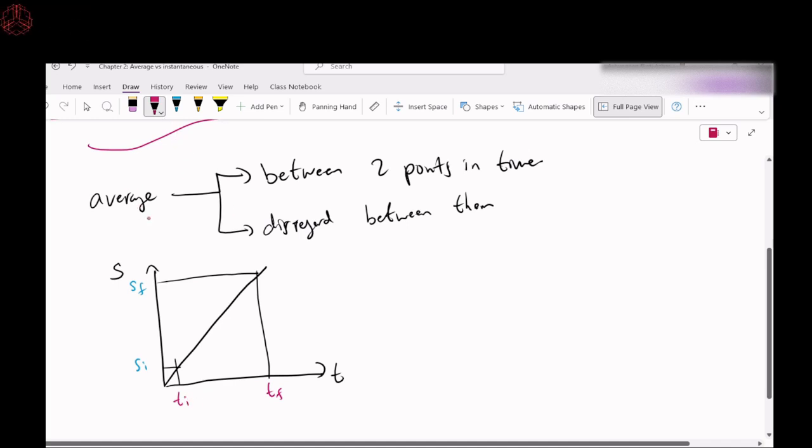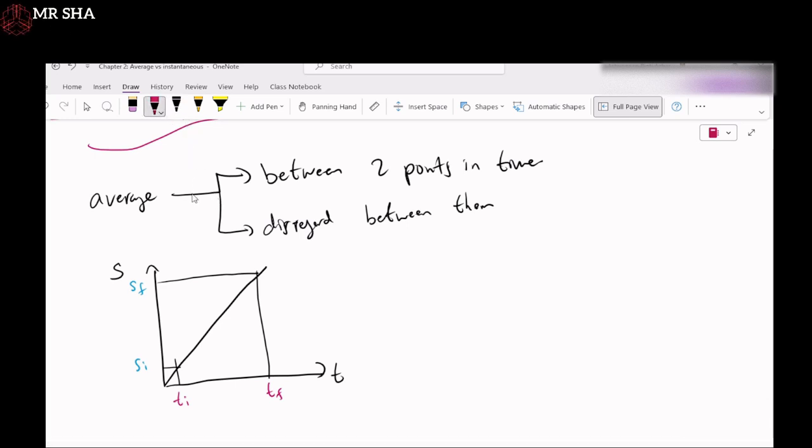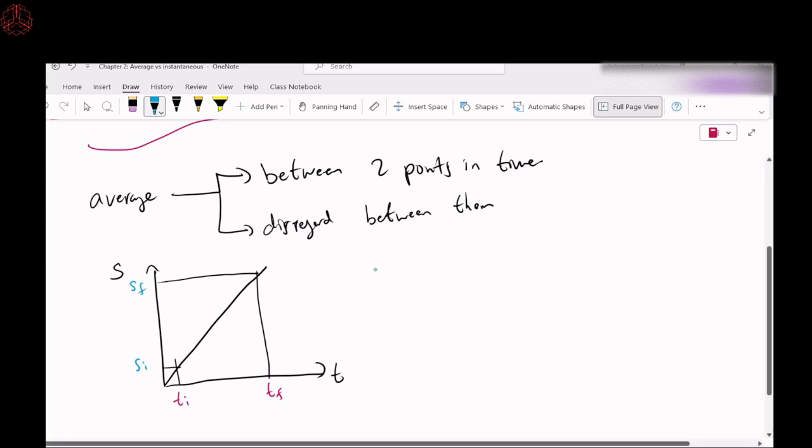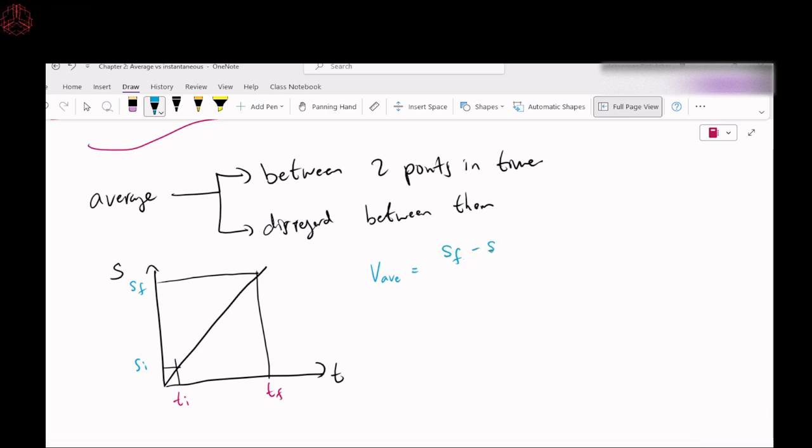If I would talk about average velocity, I'm just going to change colors here. There we go. If I were to say V average, what I mean by that is just my final displacement minus my initial displacement, over my final time minus my initial time. It simply means the change in displacement over the change in time.